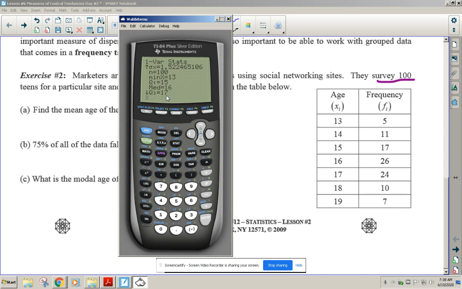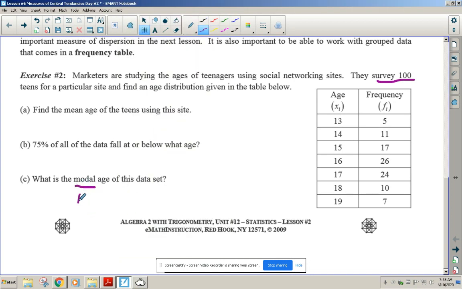17 or younger, since we're talking people here, we don't say less. What is the modal age of this data? So modal is the most. Remember, the word mode is the most, and so this is a fancy way of saying most. And that would be 26. And so that was 17. And this here was 16.11.